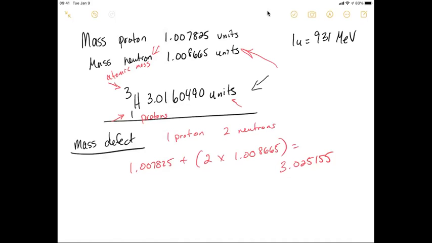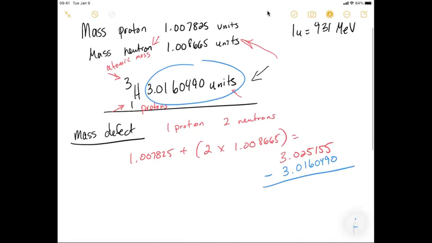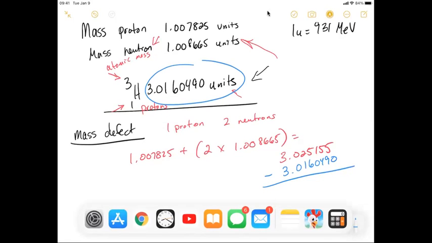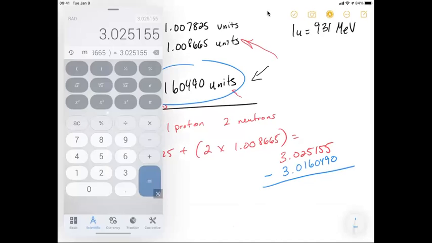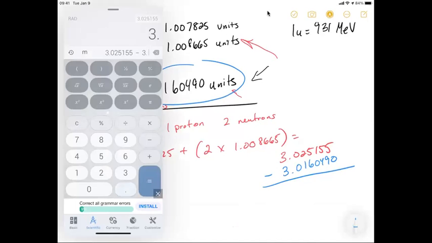So now we have to subtract, where's my pencil? Now we subtract the atomic mass, which they've given us. So we minus 3.0160490. Yep. And we'll bring back the calculator. Come on, calculator. There we go. So that's still up there. Minus 3.0160490. And we get the mass defect of 0.009106 units.